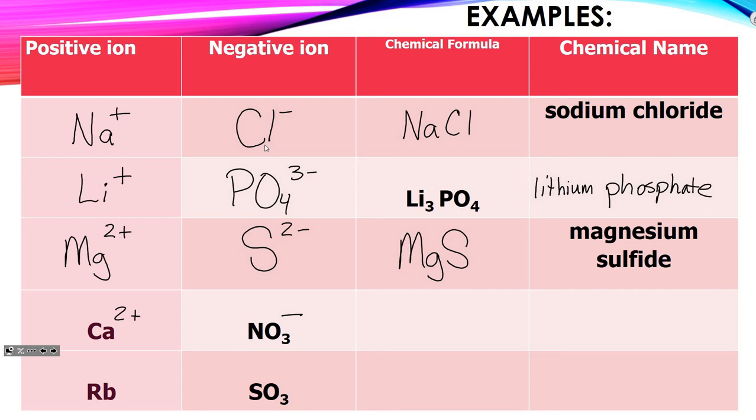I need 2 nitrates, but nitrate is a group. So remember, if it's a group, you're going to hold it in parentheses and tell how many you need. So I'm going to put Ca parenthesis NO3 parenthesis closed. And how many did you say I needed? 2. So I put the 2 on the outside. Okay? So how do I name it? Calcium nitrate. And we're done.